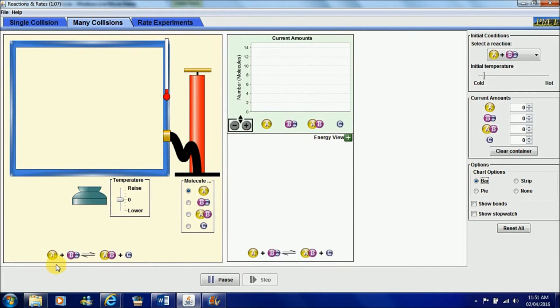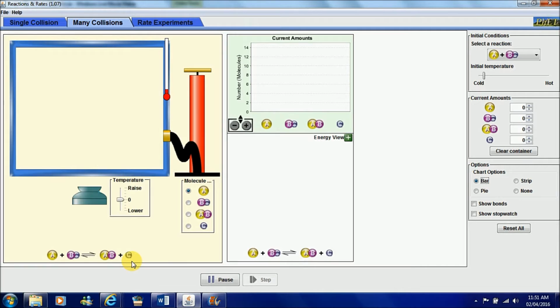So in this particular reaction, we have two reactant molecules. We have reactant molecule A and reactant molecule BC. They'll be transforming into product molecules A, B, and C. For those of you with a little bit of a chemistry background, you'll notice that this is not a combustion reaction. It's actually a single replacement reaction.